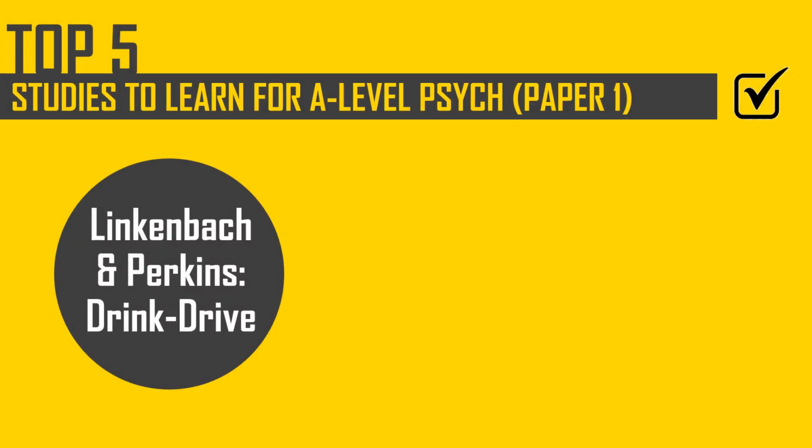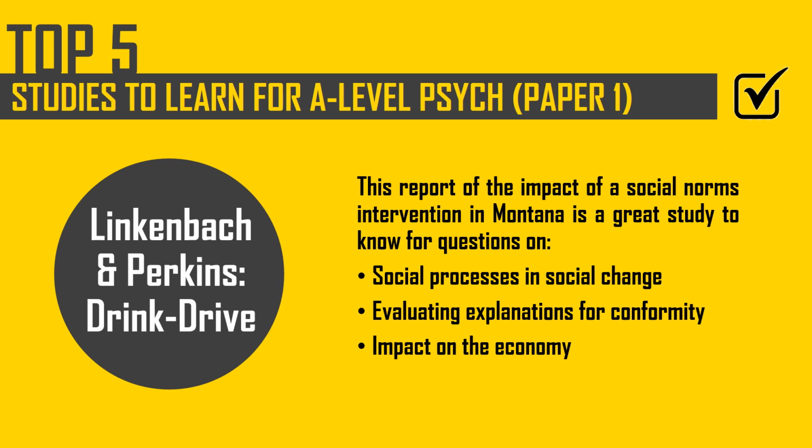Number 3 is Linkenbach and Perkins' Montana Drink Drive study, the self-report study of drink driving in students around the campus. And a really good one to know for questions about social processes and social change. So that's about the process of conformity and how that brings about social change through social norms intervention. Good as well for evaluating explanations of conformity. You can use this to support the concept of normative social influence.